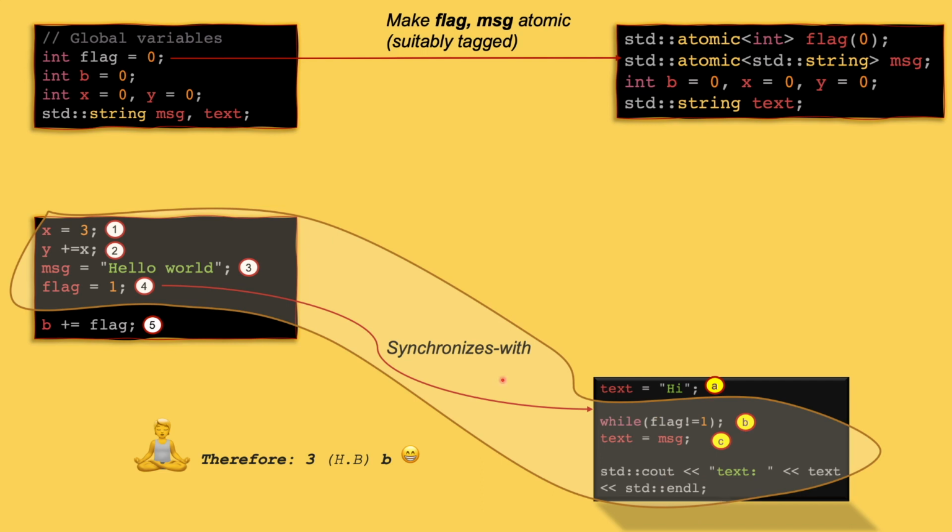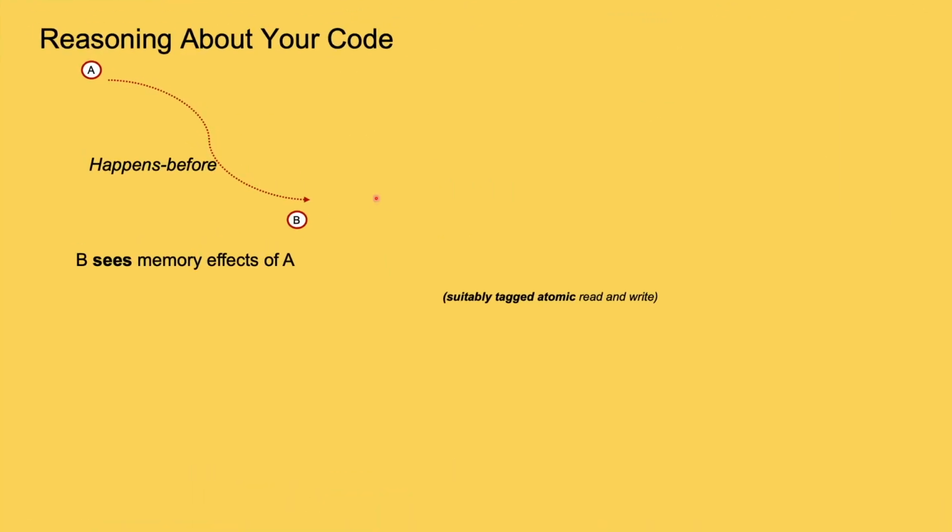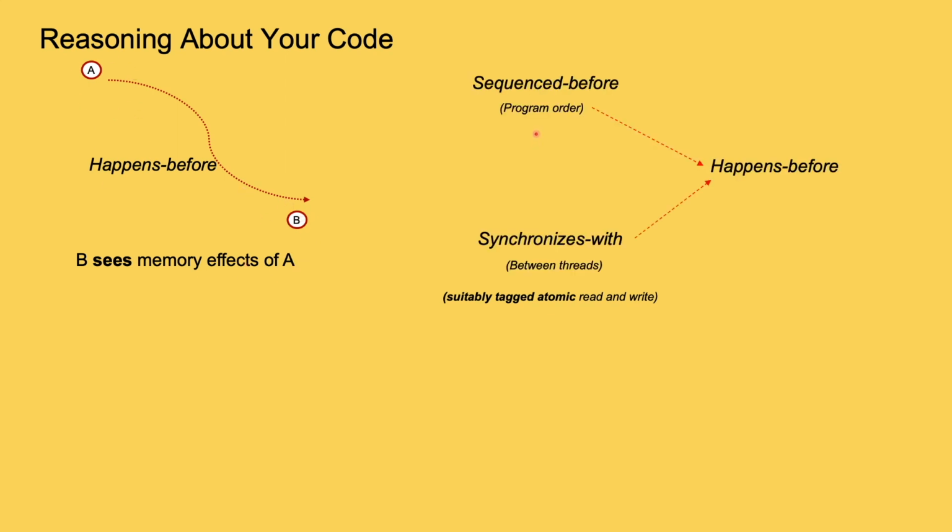I know we talked about multiple relationships and it might become confusing, so let's review them quickly and see what we learned. We learned the happens before relationship between 2 operations A and B. So basically, we say if A happens before B, B will see memory effects of A. So if A writes something, B should observe that. We also saw that sequenced before is a relationship within a single thread, and synchronized with is a relationship between multiple threads. And these 2 also imply happens before.